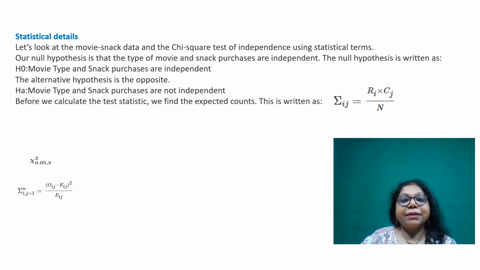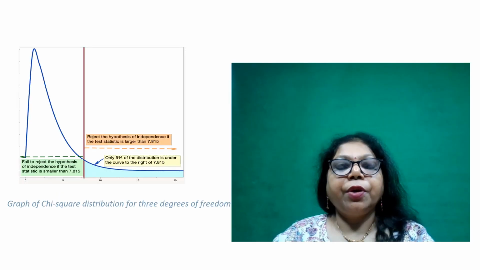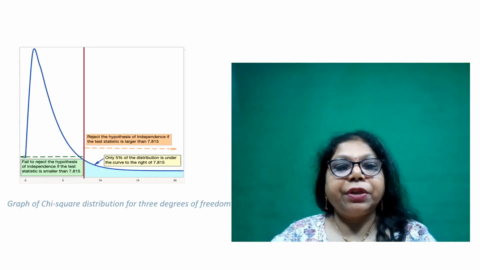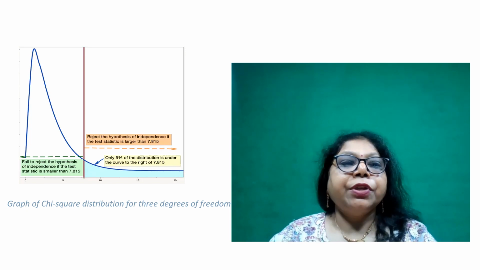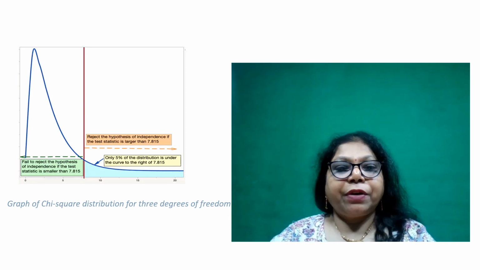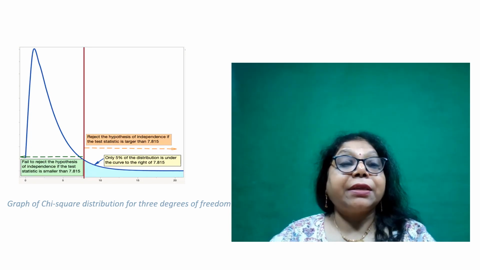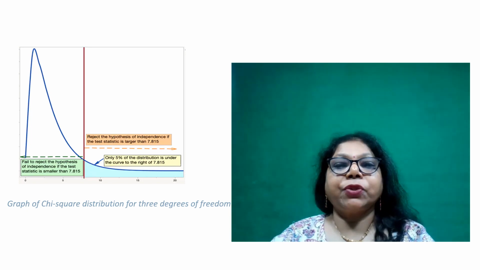We then compare the test statistic to the critical chi-square value corresponding to our chosen alpha value and the degrees of freedom for our data. Using this, our chi-square value is written like this, chi-square at 0.05 comma 3, where 3 is the degrees of freedom. So there are two possible results for our comparison: the test statistic is lower than the chi-square value, or the test statistic is higher than the chi-square value.